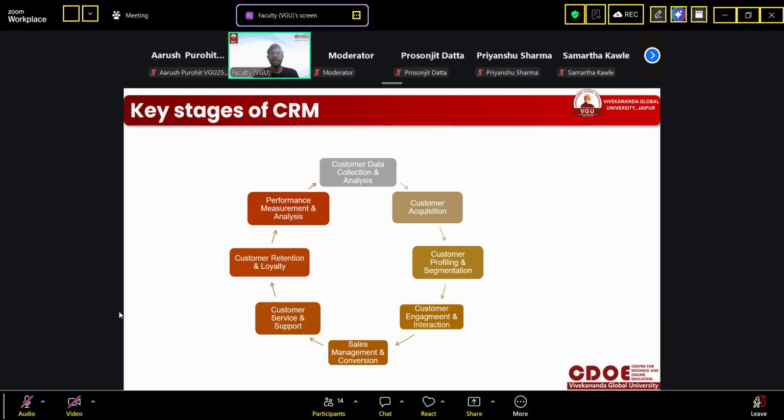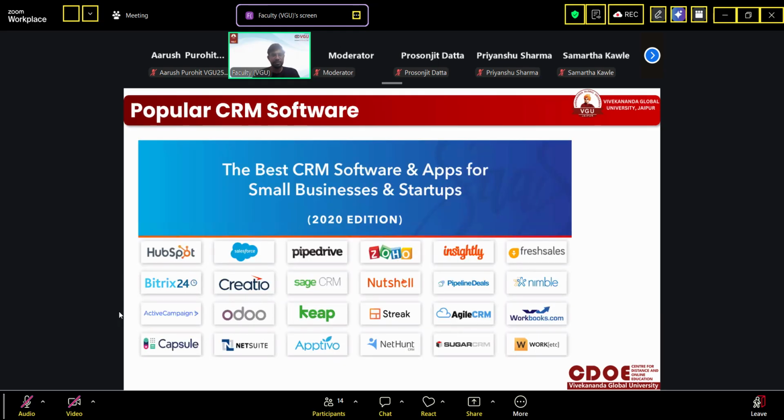Then performance measurement and analysis. There are many good CRM softwares out there in different ways. In the slides they are taking the 2020 editions: Agile CRM, Zoho, Odoo, Insightly. Salesforce is a big one that is giving many features. HubSpot, Capsule, NetSuite. So we are just taking some of them. There are thousands of others also, because they provide in different ways.